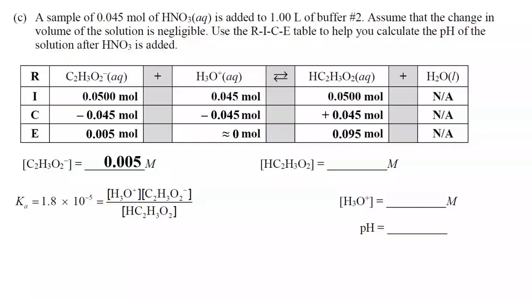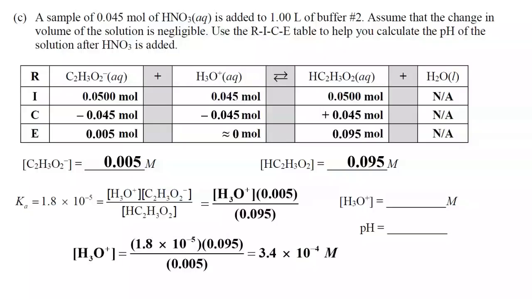That works out to be 0.095. We can assume we have 1 liter of solution, so the number of moles is also the same as the concentration. Let's plug those values into the Ka expression and solve for the concentration of the hydronium ion. So we have 0.005 on the top for the concentration of the acetate ion, and 0.095 on the bottom for the concentration of acetic acid.